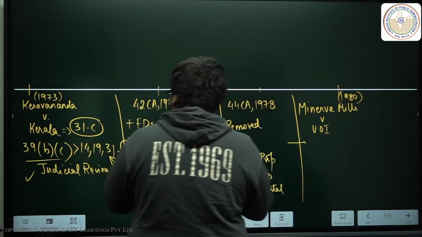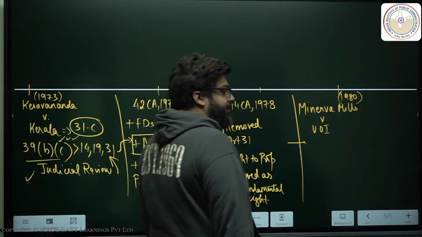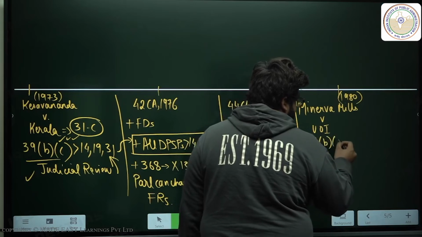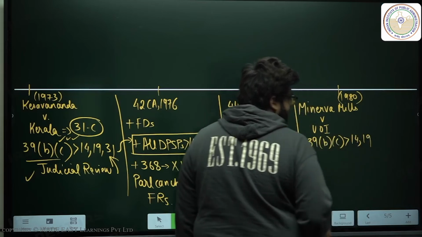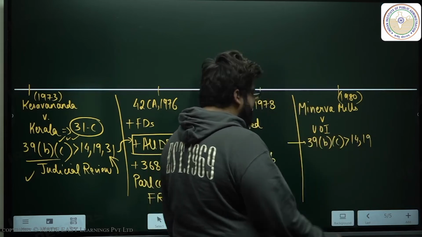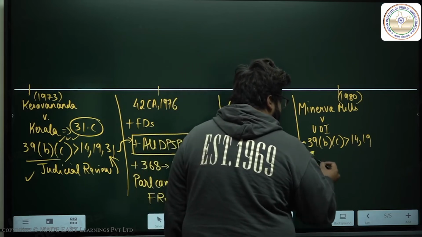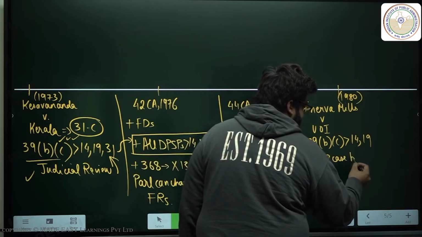Let's go back, and this will not happen. We go back to the Kesavananda Bharati position that 39B and 39C are greater than, superior to, 14 and 19. 31 doesn't exist anymore. This can be looked into by the court's judicial review on a case-to-case basis.